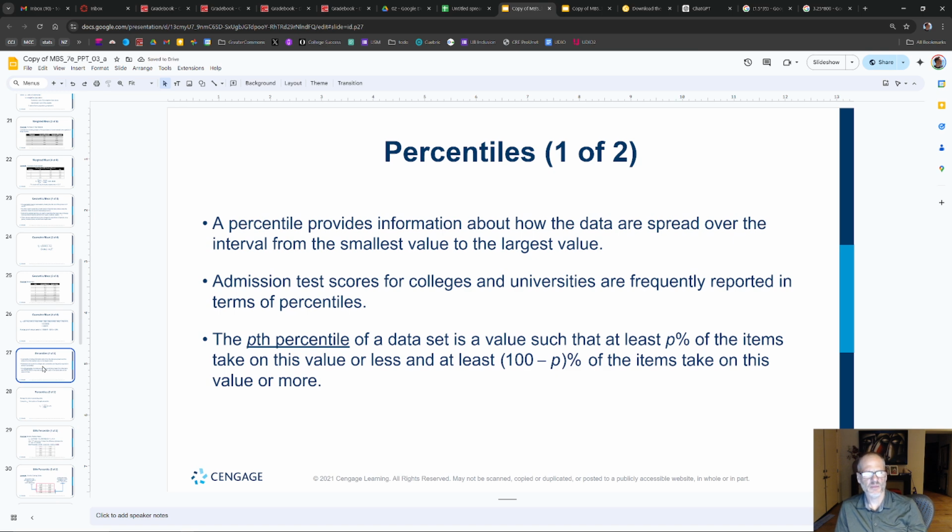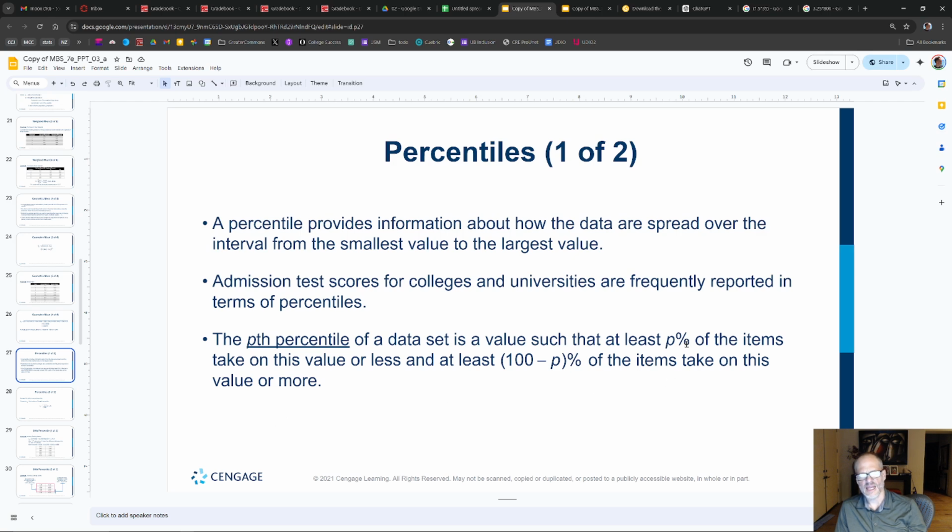And now we're going to talk about percentiles. So a percentile provides information about how the data are spread over the interval from the smallest value to the largest value. Admission test scores for colleges and universities are frequently reported in terms of percentiles. The pth percentile of a data set is a value such that at least p% of the items take on this value or less, and at least 100 minus p% of the items take on this value or more.